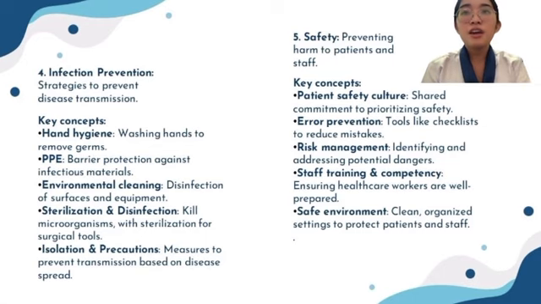For safety, both patients and healthcare staff are protected from harm. Key concepts are patient safety culture, where everyone is committed to making safety a top priority. Error prevention, using tools like checklists to avoid mistakes. Risk management, identifying and solving potential risks before they cause harm. Staff training and competency ensure healthcare workers are well-equipped and knowledgeable. And a safe environment, with clean, organized, and well-maintained surroundings to promote health and safety.